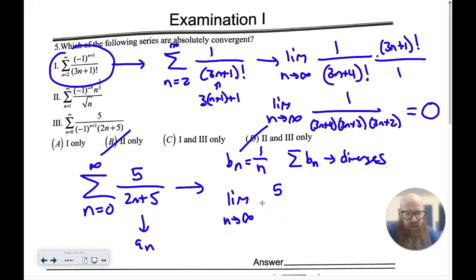So what I do is the limit as n goes to infinity of a sub n over b sub n, that's 5 over 2n plus 5, over b sub n is multiplying by the reciprocal. So when I multiply by n over 1, I get an n up here. This limit equals 5 halves.